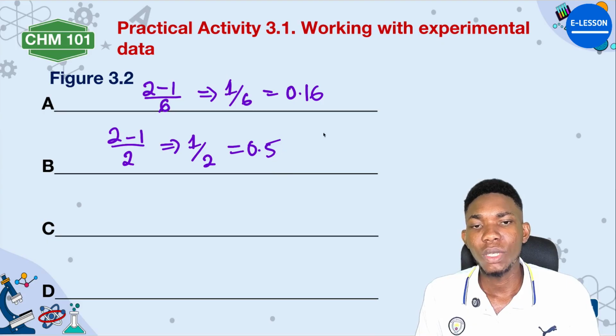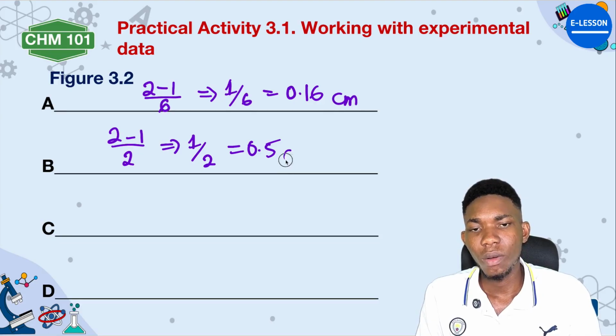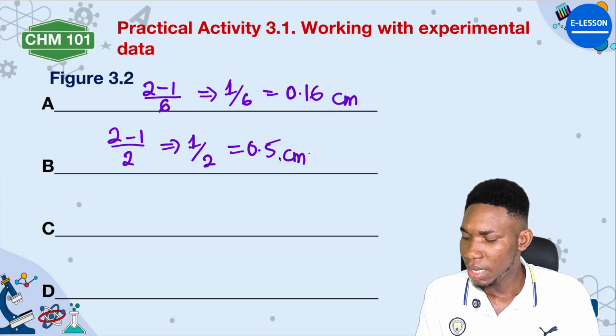Now, what are their units? You must include their unit. The first one is in centimeter. The second one is in centimeter. Then the other two, they are in inch. Now, if you look at this other one, it is half.